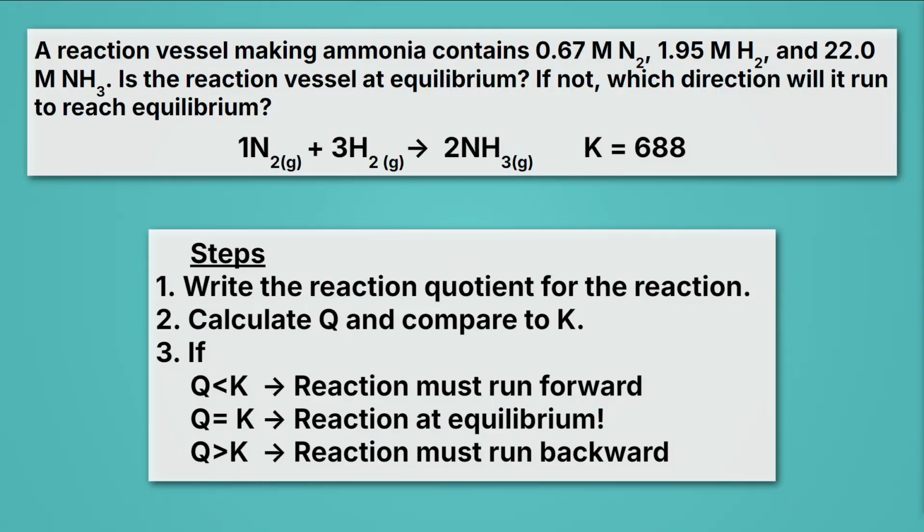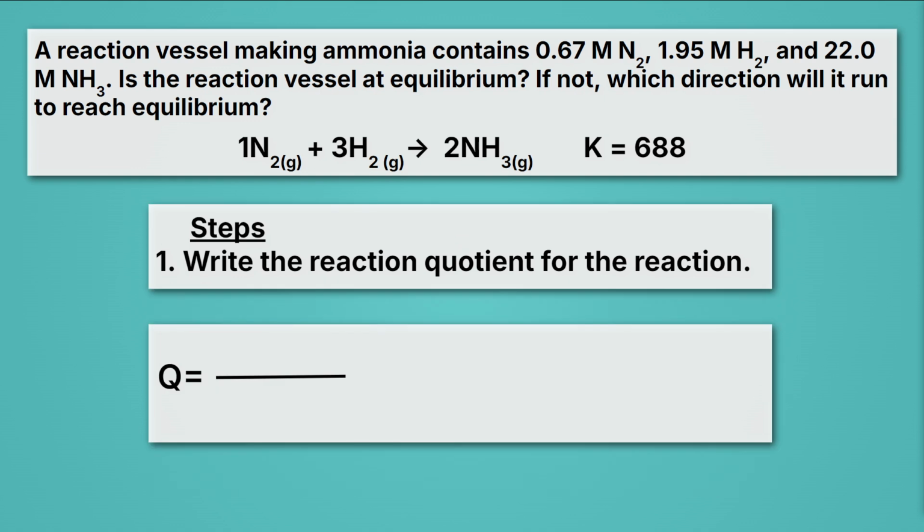Well, let's actually calculate Q. So step 1, we need to write the reaction quotient. Remember, products go on top. That's NH3. And we're going to have to square the NH3 because of the 2 in front of NH3. On the bottom, we'll put reactants. We have N2. That will be raised to just the first power because there's a 1 in front of N2 in the chemical reaction. What would be the last part of this reaction quotient? That's right, it would be hydrogen, and we'd have to cube it.